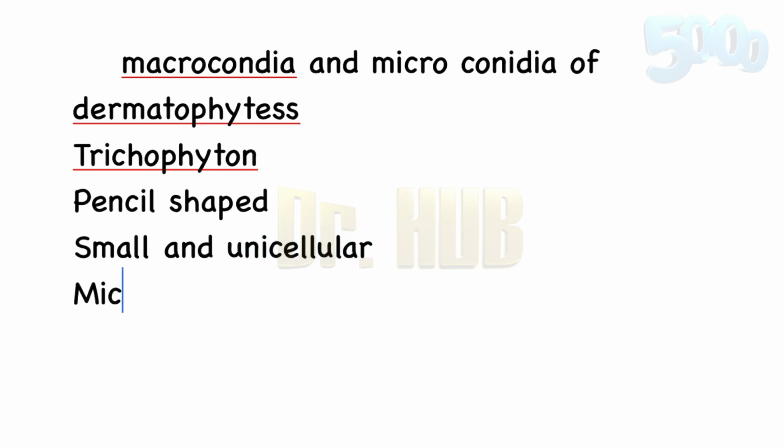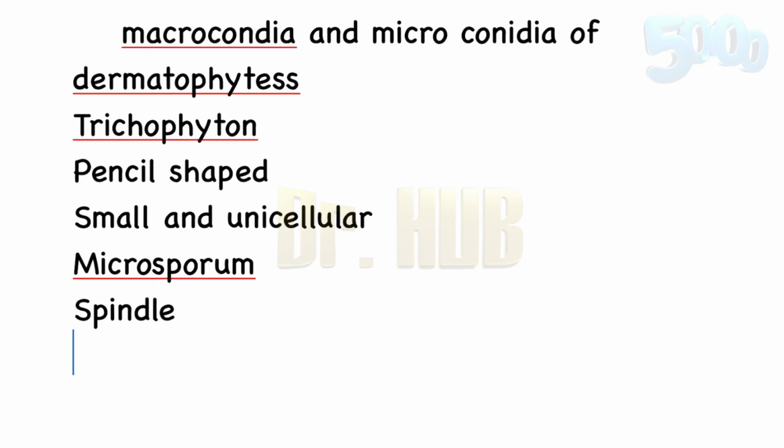Then we move on to the Microsporum. The Microsporum is M, that is a Macroconidia. It is multicellular and spindle-shaped. So it is spindle-shaped and it is multicellular. The Microconidia is scanty.